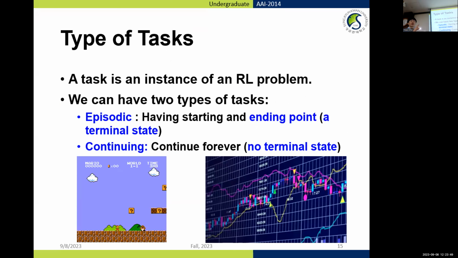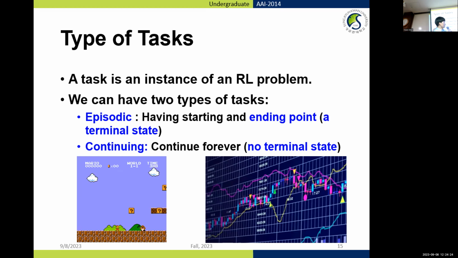We can have two types of tasks. One is episodic, and the other one is continuing. Episodic means that we have a start and an ending point. It has a clear terminal state, and we can stop at some point. A continuing task is one where there's no ending point. Once you start this task or problem, there will be no termination.